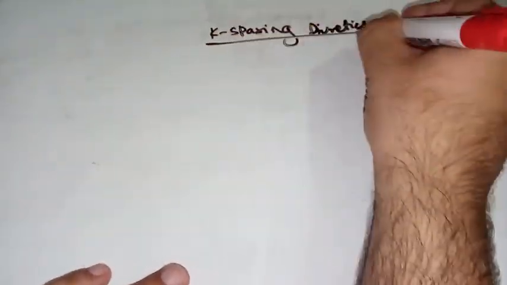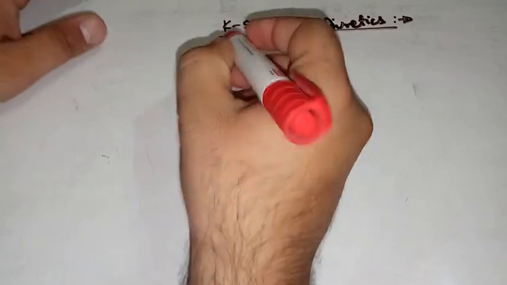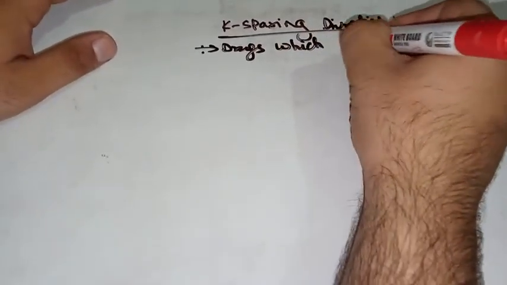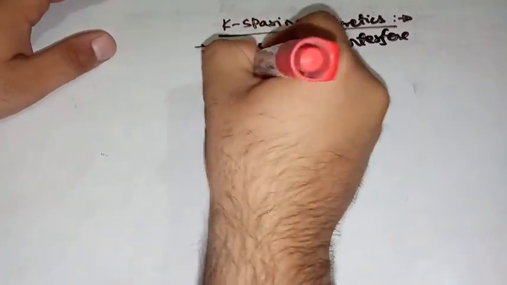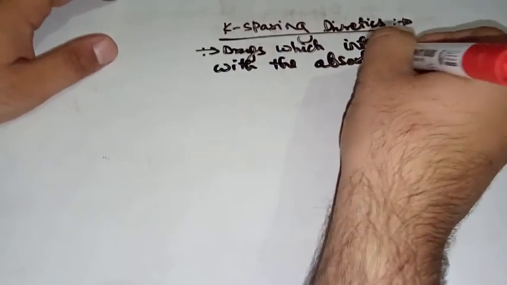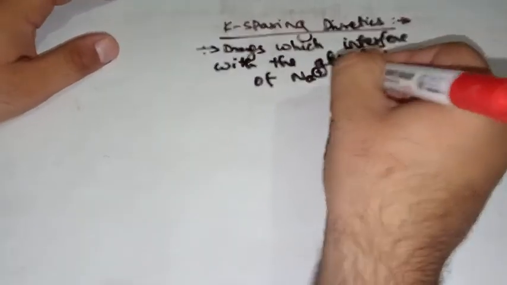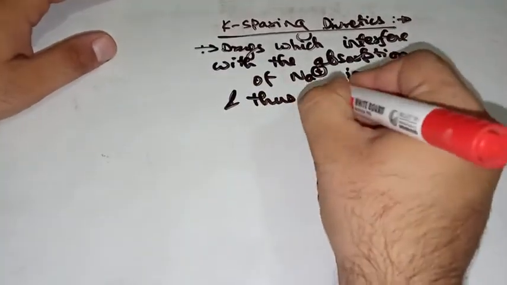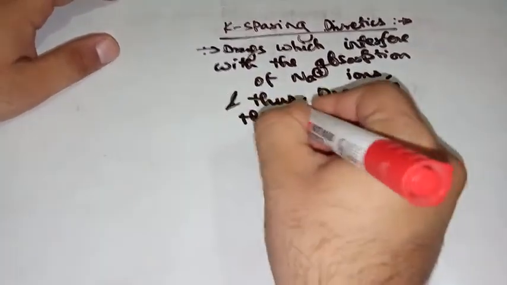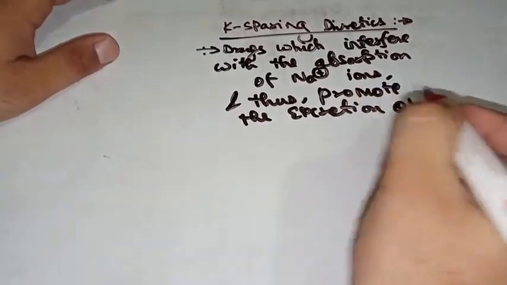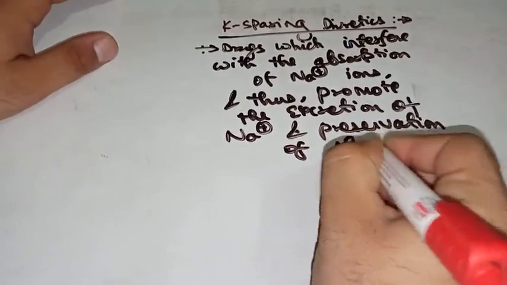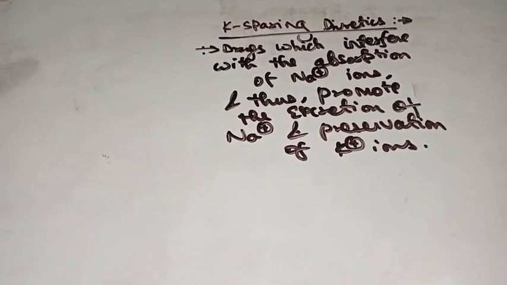Potassium sparing diuretics. If we talk about potassium sparing diuretics, then these are diuretics which interfere with the absorption of sodium ions, and thus promote the excretion of sodium ions and preservation of potassium ions. Okay, so this is the definition for potassium sparing diuretics.